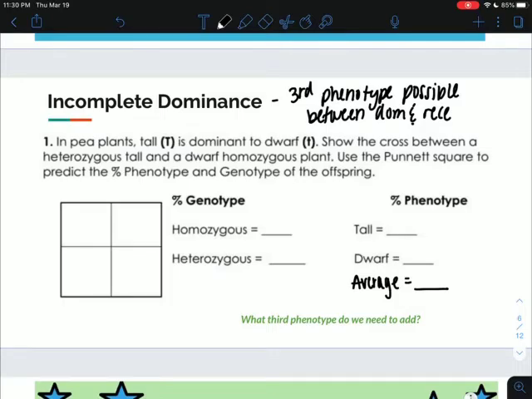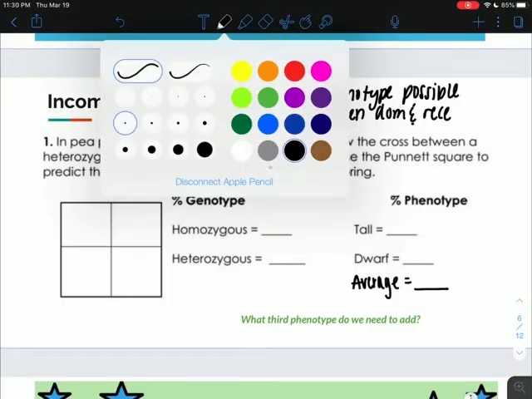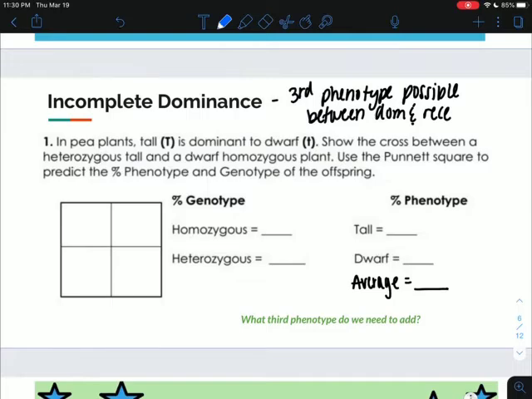So again, I wrote down the word average for this example. Now that we have our third phenotype, we can fill out our Punnett square and get this rolling here. So let's take a look. It says, in pea plants, tall is dominant to dwarf. Okay, so show the cross between a heterozygous tall and a dwarf homozygous plant.